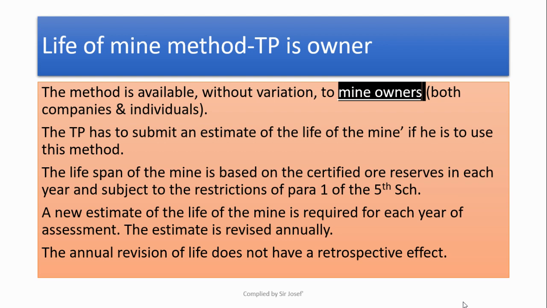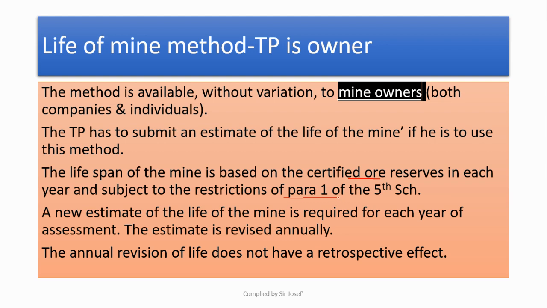Okay, so this life of mine, we did the life of mine estimation earlier on. So this statement is not new, because we said the taxpayer is to submit the estimate of the life of mine if he is to use this method. We saw that earlier. The lifespan of a mine is based on the certified ore reserves in each year and subject to restrictions. In paragraph one, we already talked about this restriction: if it is a gold mine, if it is an iron mining company, the restriction is 5 years. If it is lead and zinc, the restriction is 10 years. For all other mine minerals, gold, platinum, diamond, the restriction is 20 years.